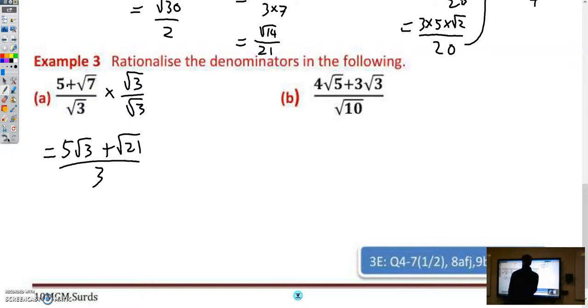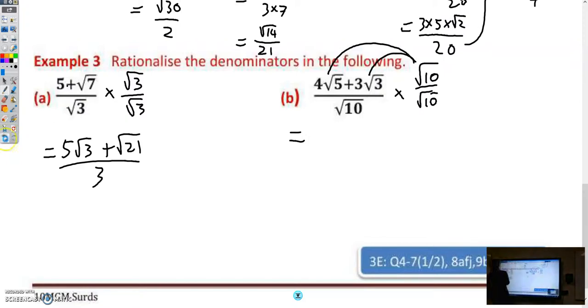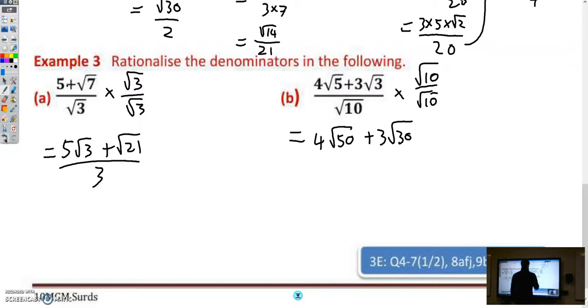Looking at B, we have 4 root 5 plus 3 root 3 divided by square root of 10. Again, we multiply by the square root of 10 over the square root of 10. Okay? It's going to multiply with 4 root 5 and with 3 root 3, 2 multiplications. So root 10 times 4 root 5 is 4 root 50, plus 3 root 3 times root 10 is root 30, divided by the square root of 10 times the square root of 10, which is 10.